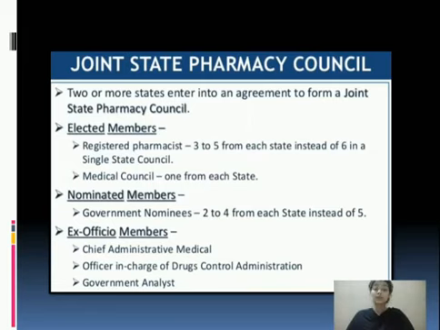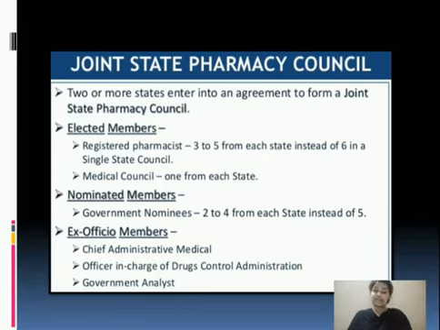Now talking about the state councils, basically, each council should have a president and a vice president which is elected by the members from amongst themselves, provided for a period of 5 years. Then the president of that particular state council will be nominated by the state government, and if he is not already a member, he becomes a member of the council in addition.